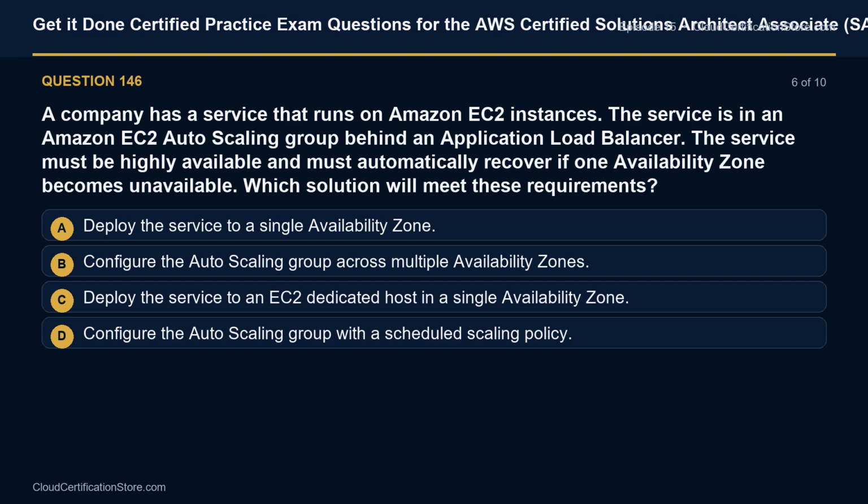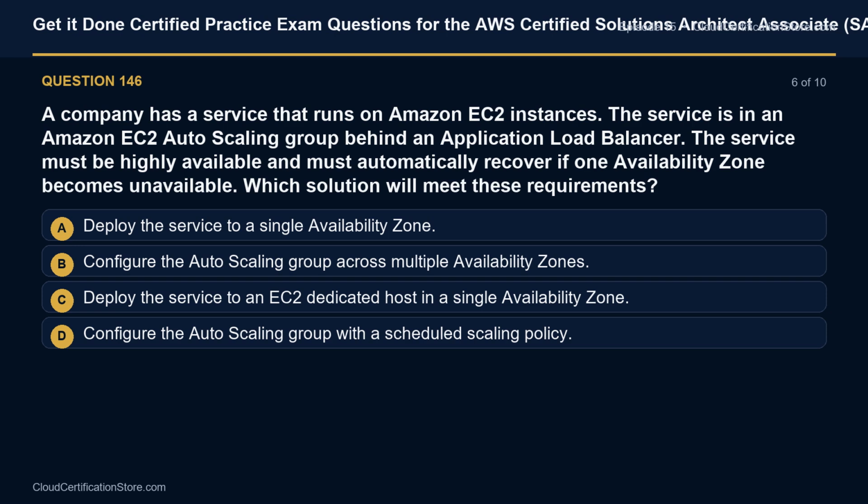Question 146. A company has a service that runs on Amazon EC2 instances. The service is in an Amazon EC2 auto-scaling group behind an application load balancer. The service must be highly available and must automatically recover if one availability zone becomes unavailable. Which solution will meet these requirements?